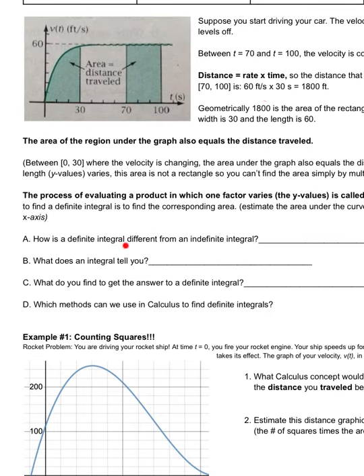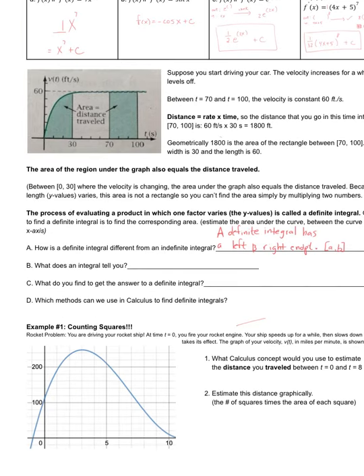How is a definite integral different from an indefinite integral? A definite integral has a left and a right endpoint. For instance, up here, our definite integral was between 70, the left endpoint, and 100, our right endpoint. So a definite integral has a left and right endpoint. In order to find an area, we need a left and right endpoint to find a definite area.